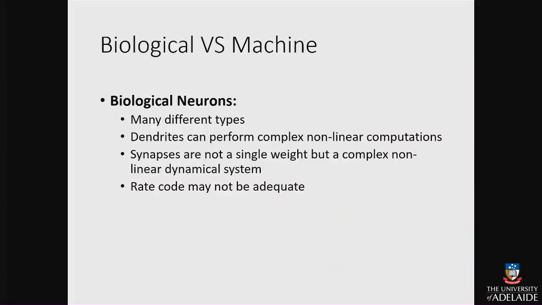Although we are trying to match the neural network with biological neurons, there are still many differences. For example, there are many different types. The dendrites can perform complex nonlinear computations. Synapses are not a single weight, but complex nonlinear dynamic systems, right? But in artificial neural networks, it's basically a weight matrix, right? And rate code may not be adequate, right? So there are still some differences between biological neurons and machine learning based neurons.